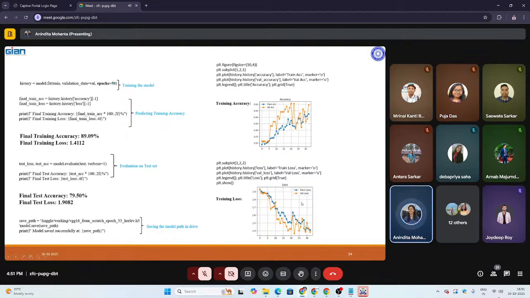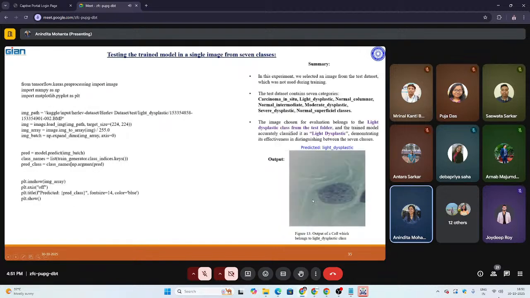This is the plotting graph. Now testing the trained model on a single image from the 7 classes. I have taken an image, and you can see the image path from the Harlev dataset. I have taken the image from the light dysplastic class, which I didn't use in training. So it predicted the light dysplastic class correctly.